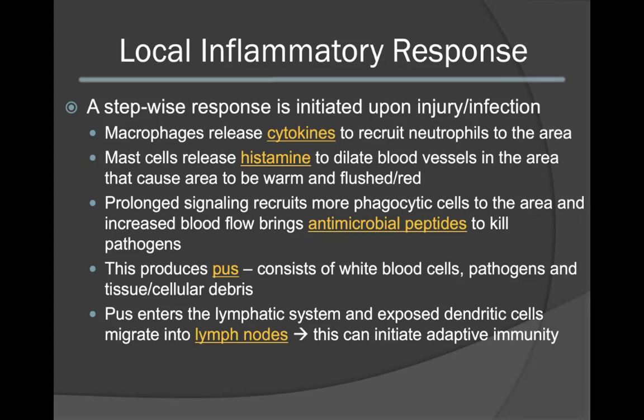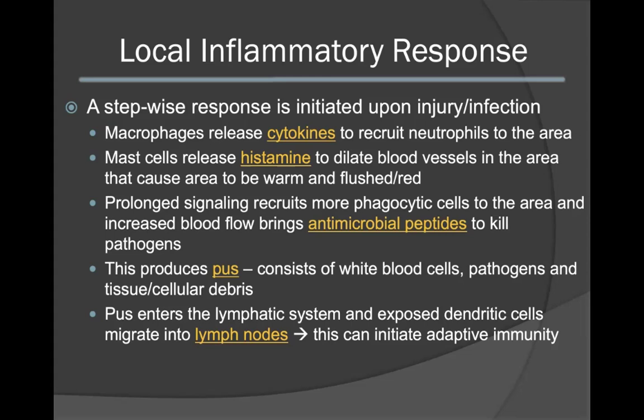Mast cells are also involved, and they will release histamine. Histamine will cause surrounding blood vessels to dilate. This causes the initial area of infection or of concern to become warm and flushed. If the signaling is prolonged, this will recruit more phagocytic cells to the area, as well as increased blood flow. The increased blood flow will also bring antimicrobial peptides to help kill the pathogens.